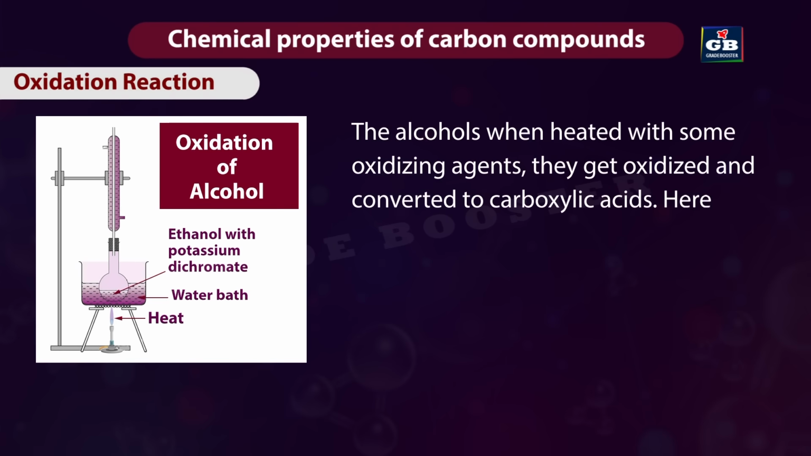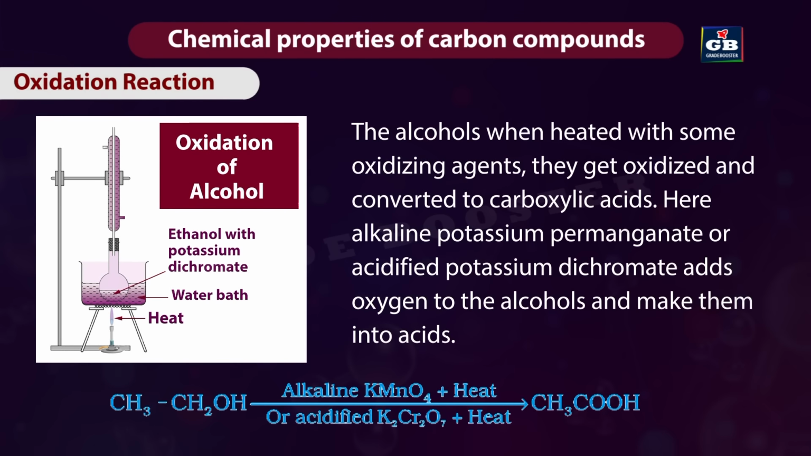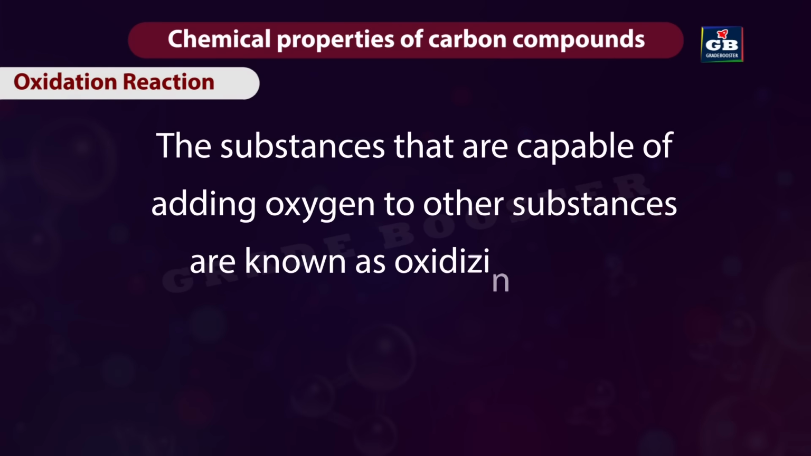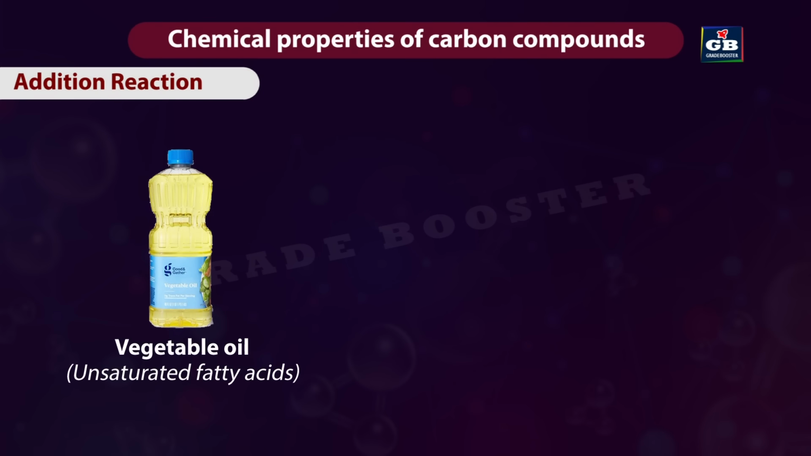Oxidation. The alcohols, when heated with some oxidizing agents, get oxidized and converted to carboxylic acids. For example, when ethyl alcohol is heated with alkaline KMnO4 or acidified K2Cr2O7, it produces acetic acid. Here, alkaline potassium permanganate or acidified potassium dichromate adds oxygen to the alcohols and makes them into acids. Hence, these substances are called oxidizing agents. The substances that are capable of adding oxygen to other substances are known as oxidizing agents.